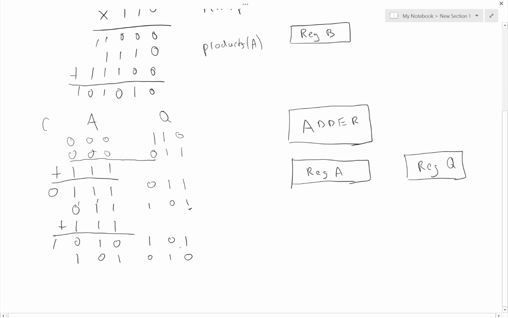And so now I've done this 3 times, the number of bits in my multiplier, checking the least significant bit, seeing if it's a 1 or a 0, adding the multiplicand, and then shifting, and I see the result is the same as what I got above.